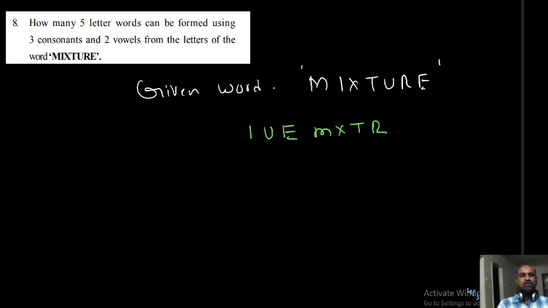Okay, so what do you want? You want to make a 5-letter word. Here there are 7 letters. Without conditions it would be 7C5, but with conditions we want to make a 5-letter word containing 3 consonants and 2 vowels. 3 plus 2 is 5 only. So from these 3 vowels we want to select 2, from these 4 consonants we want to select 3. So the selection is 3C2 into 4C3, selection completed.